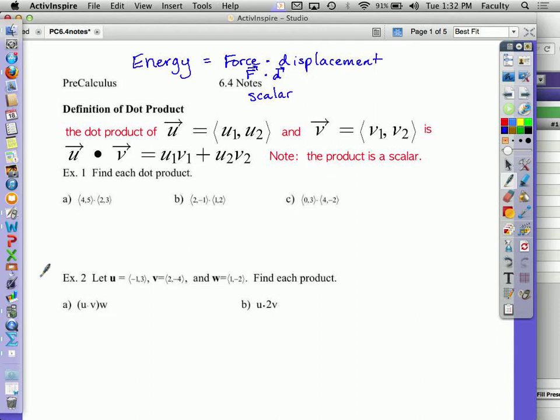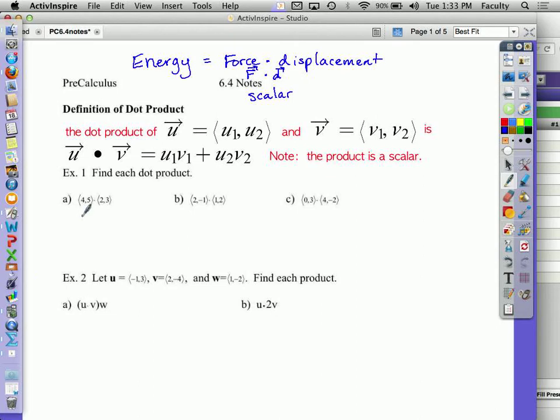But they call it the dot product, and it says if you have vector u in component form, u sub 1, comma u sub 2, and vector v in component form v sub 1, v sub 2, the dot product is actually very easy, but put this on your index card. You take u sub 1 times v sub 1, so the first components, you multiply them, plus u sub 2 times v sub 2, the second components. Notice the product is a scalar. This is very, very easy.